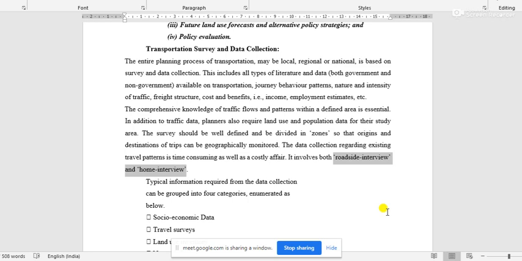Home interview means at the origin of the trip, and roadside interview means throughout the path of the trip. These types of survey mean, obviously, interviewing the road users, that means those who are using that transportation system or transportation service. You have to interview those road users or transportation users.